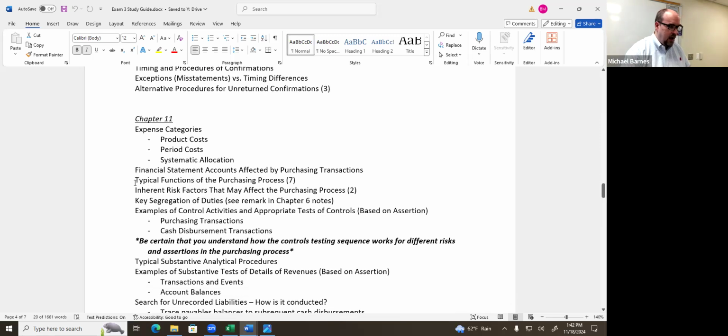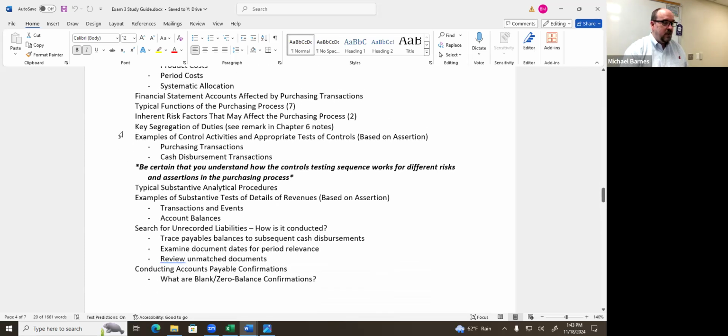Okay. Expense categories, know the difference, okay? Because even though we are financial accountants and we like to believe that everything is just period cost and systematic allocation, Dr. Otero would be upset if we didn't remember product costs, okay? So make sure you understand the conceptual difference between these 3 expense categories.